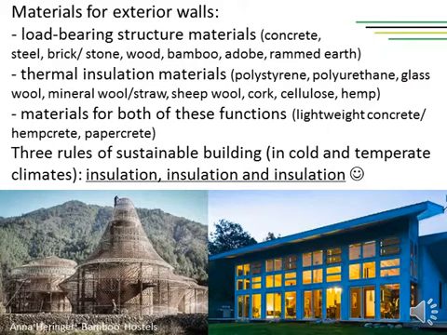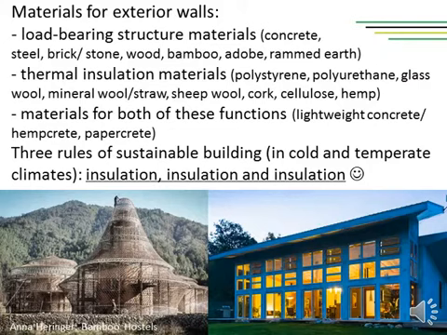Then we have thermal insulation materials. These are usually lightweight materials of no compressive and tensile strength. These are polystyrene like styrofoam, then polyurethane, glass, and mineral wool, which are materials high on embodied energy. Then we have straw bale, sheep wool, cork, cellulose, and hemp, which are lower on embodied energy and CO2 emissions. And materials for both of these functions, which are different kinds of lightweight concrete, hempcrete, and papercrete, etc.